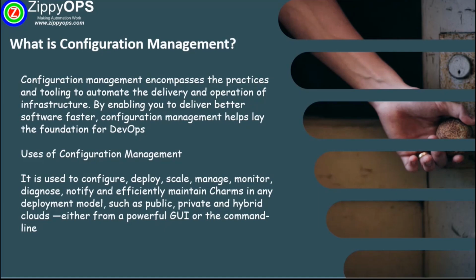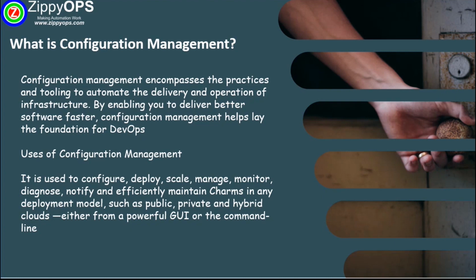So we already discussed what configuration management is, why I need it, and where exactly DevOps comes into the picture. Okay. So configuration management is used to configure, deploy, scale, manage, monitor, diagnose, notify, and effectively maintain the servers in any deployment model. So it can be public, private, and hybrid clouds also.